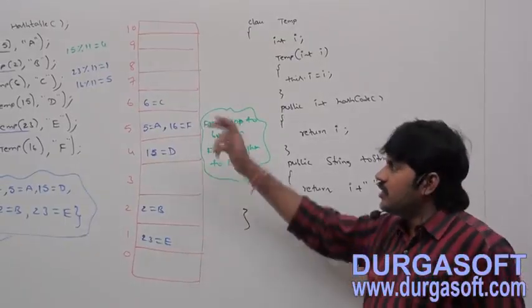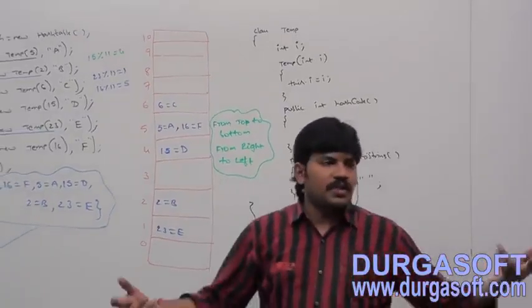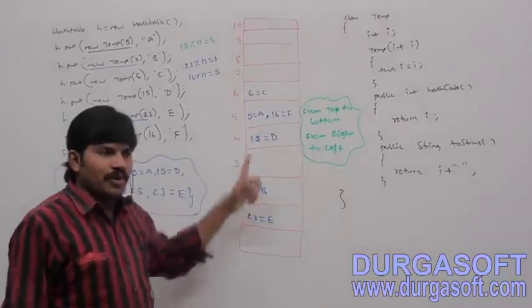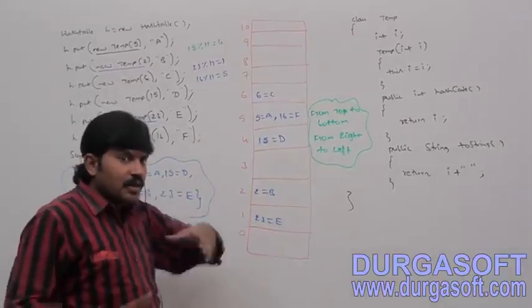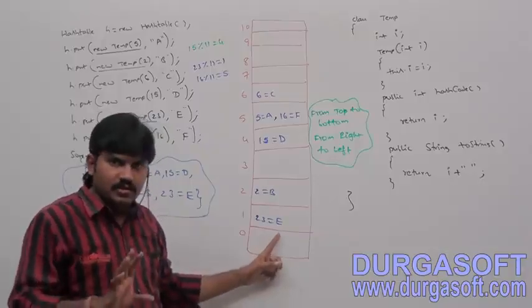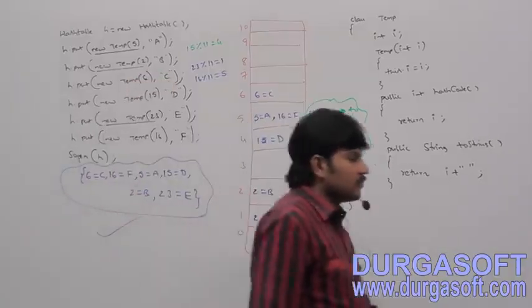Suppose I change the initial capacity from 11 to some other number, from 11 to 25 or 30. Automatically this output will also be changed by default, because the number of buckets has changed. I will show that variation also. First take this program.